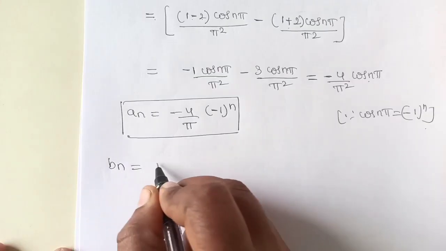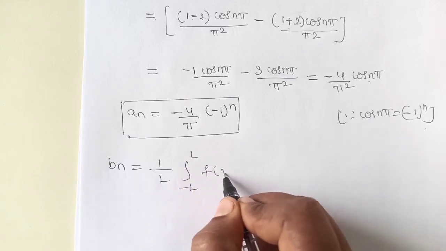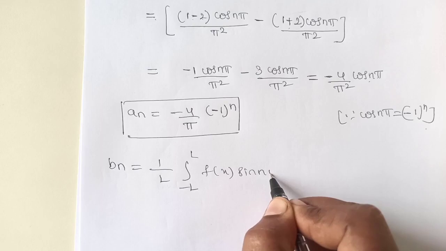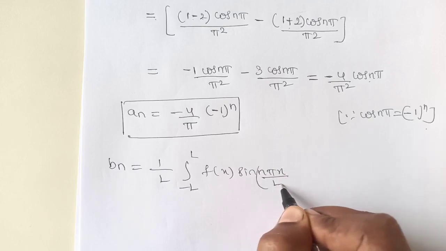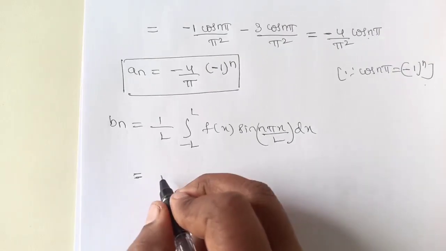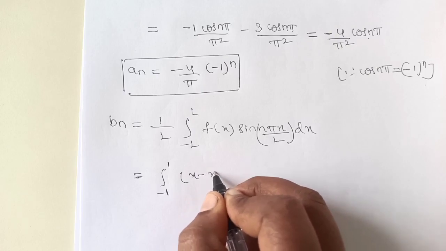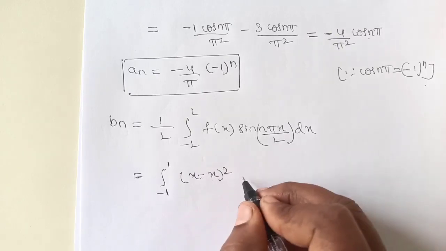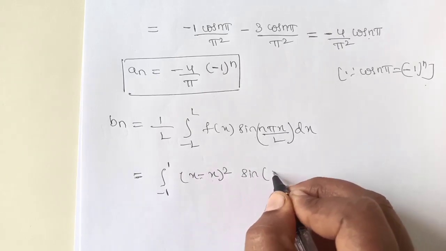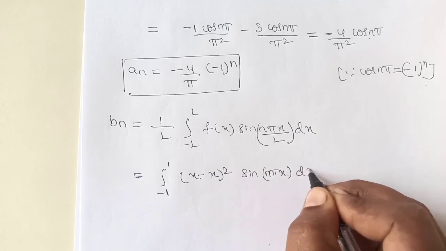Bn is equal to 1 divided by L integration from minus L to L f of x sin n pi x divided by L into dx. So L is equal to 1 here, therefore it is integration from minus 1 to 1 of f of x, which is x minus x square, sin n pi x into dx.